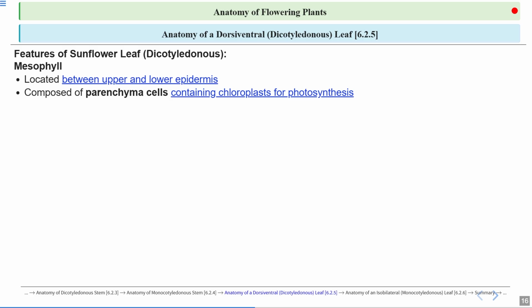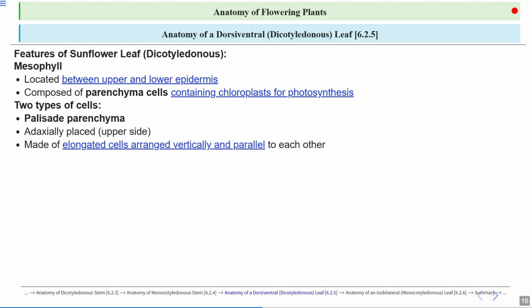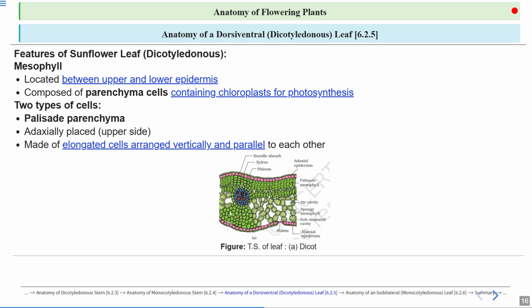If you see the inner structure of the leaf, there are two types of cells. Now, mesophyll cells are of two types. First one, palisade parenchyma. Adaxially placed means these cells are present on the upper side. The shape is palisade, means column shape, made up of elongated or column shaped cells arranged vertically and parallel to each other. Now here you can see these are the palisade parenchyma. Palisade mesophyll is labeled here.